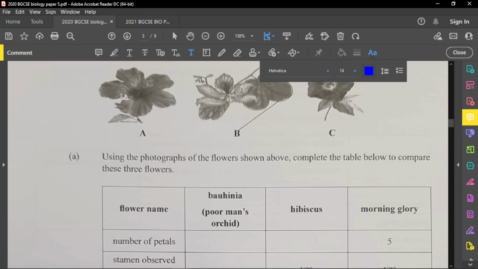Most of us will know what hibiscus looks like, but not everybody actually knows what the Bauhinia plant or the poor man's orchid looks like. But that's what it is. It's an orchid, if you notice some other fact.